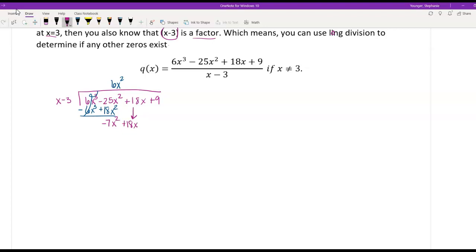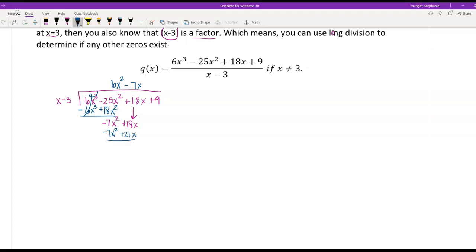All right, so now I'm going to take a look at my factor over here. What do I need to multiply x by to get negative 7x squared? Well, if you said negative 7x, you'd be correct. So negative 7x times x is negative 7x squared. Negative 7x times negative 3 is positive 21x.